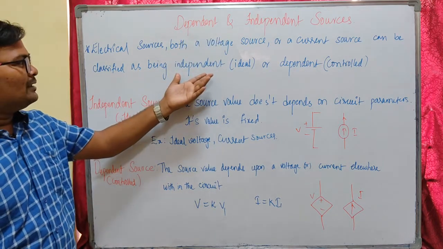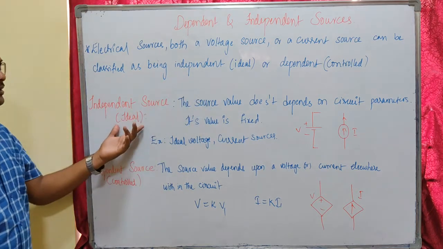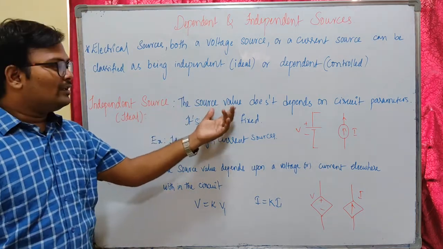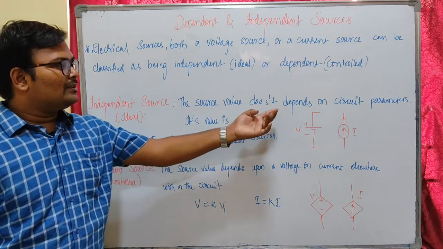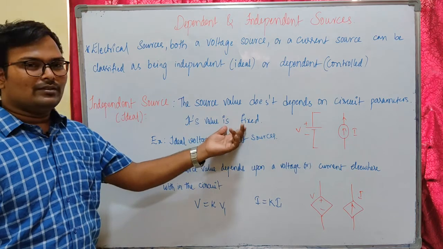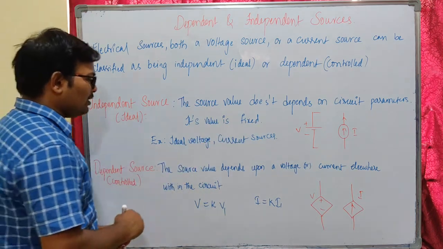So what is an independent source? An independent source is one where the source value doesn't depend on the circuit parameters. It is a fixed one. The value of the source doesn't depend on circuit parameters. Its value is fixed. The examples are our ideal voltage source and ideal current source.